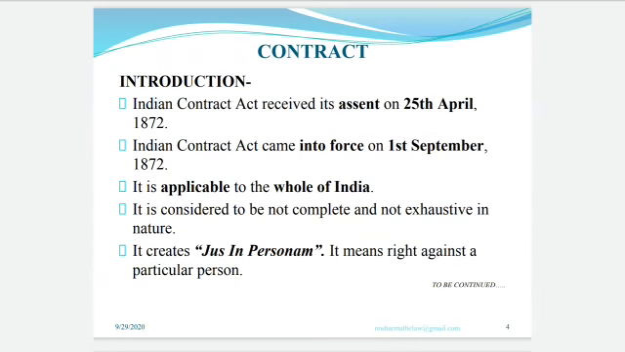Now, a basic introduction to contract. The Indian Contract Act received its assent on 25th April 1872. It came into force on 1st September 1872. It is applicable to the whole of India now. It is considered not complete and not exhaustive in nature because we have to read many more acts with it. It creates just rights in personam, which means a right against a particular person.